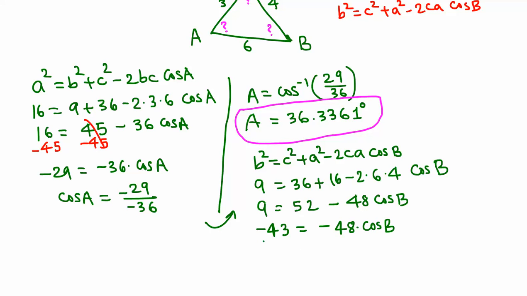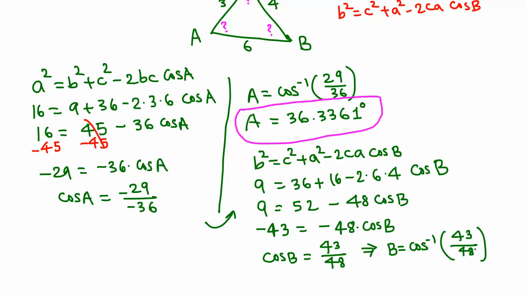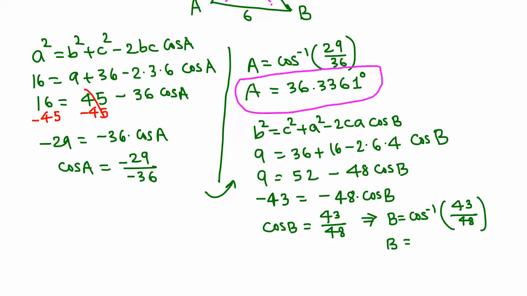Now divide both sides by negative 48. So cosine B equals negative 43 divided by negative 48. Negatives cancel, so 43 over 48. Now take the cosine inverse, then B equals cosine inverse of 43 over 48. Using a calculator we get that B equals 28.3843. That's another answer, the second angle.